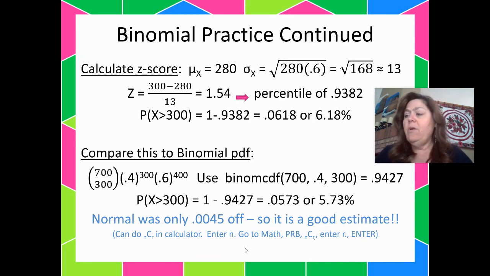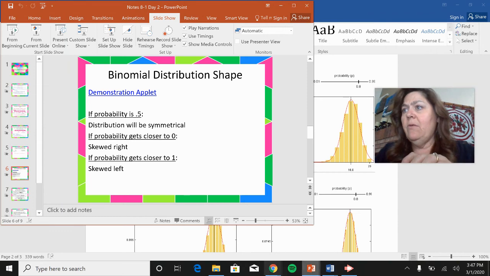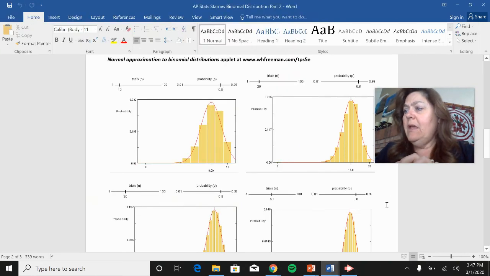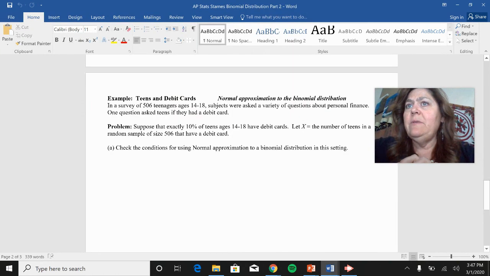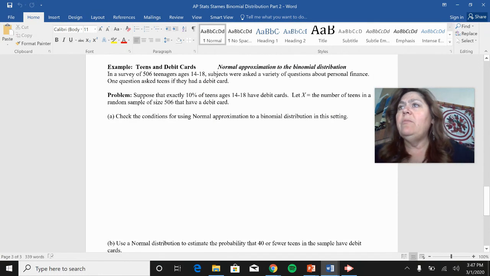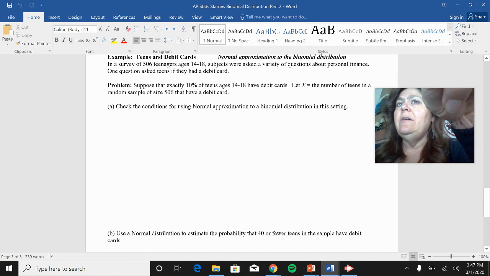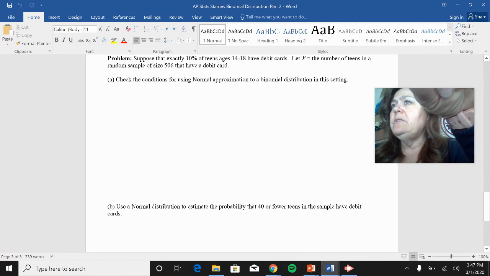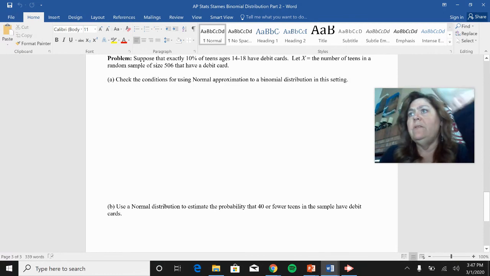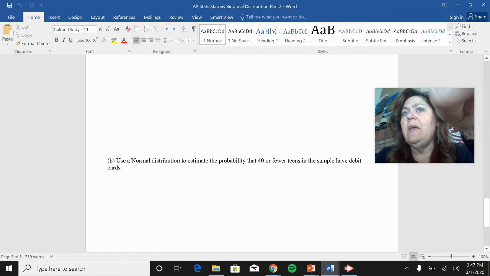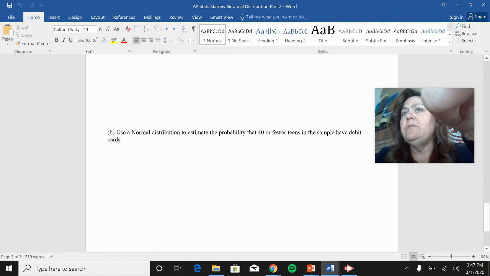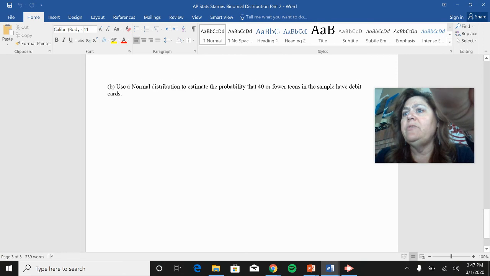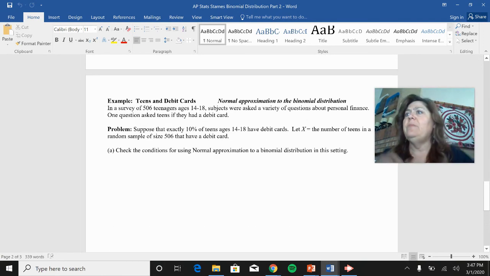Before I go on, I'm going to go back to our worksheet. Now you're going to finish the last page, which will be a practice of a normal approximation with an additional problem about the number of teens who use a debit card. It asks you to check the conditions for normal. That's where you do your NP and your N times 1 minus P. Then you use the normal distribution to estimate that. Try that example, and your sub can show you my answer key. And then you're done for the day.